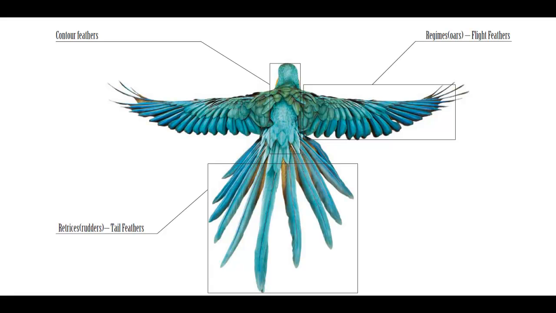As you can see, these feather types give the bird its shape and appearance, with the contour feathers covering all the body, and the flight feathers covering the wings and tail. Note that the wing feathers are identified as remiges, or oars, and the tail feathers are called rectrices, or rudders.